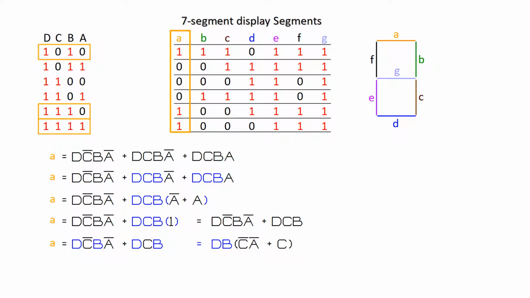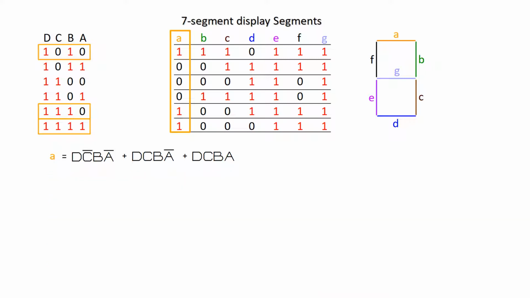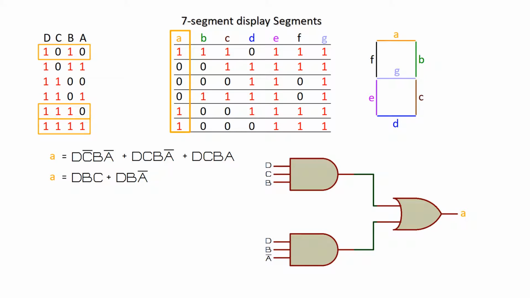The bottom two terms both have D and B as a common factor, and then we use the absorption law, C or not C A, to simplify down. So we've started off with the top and now we've simplified to two AND gates and an OR gate for segment A. So using Multisim or Proteus or something like that, we will implement this logic from our binary counter, and that will make segment A light up when it's meant to.